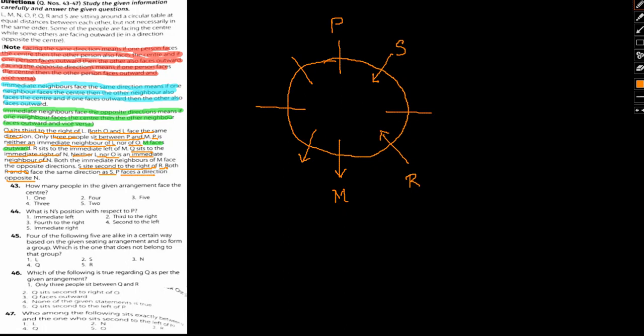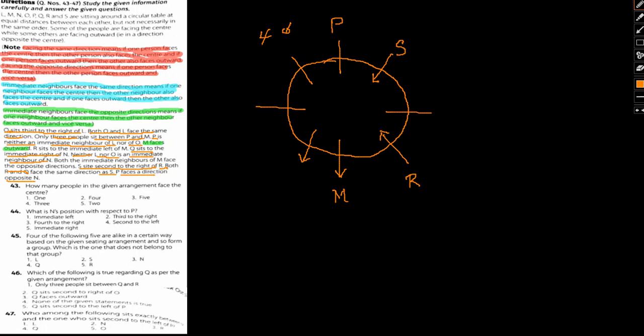So what else is given? Neither immediate neighbor of L nor O. So we won't have L here or O here. Okay, L and O will not be here. What else is given? Q sits immediate right of N. So if Q sits here, then N has to sit here. So that way we can work.